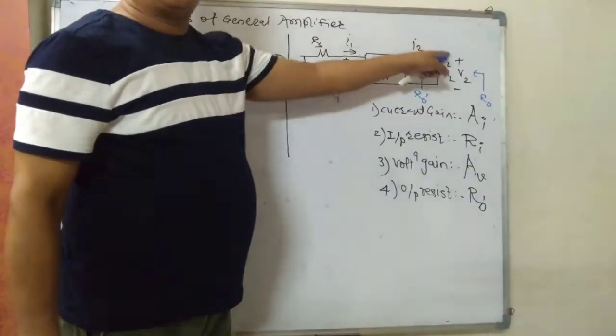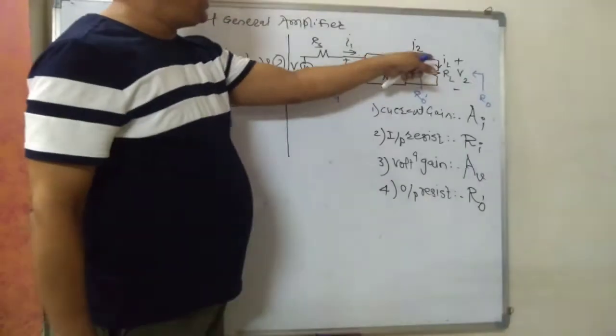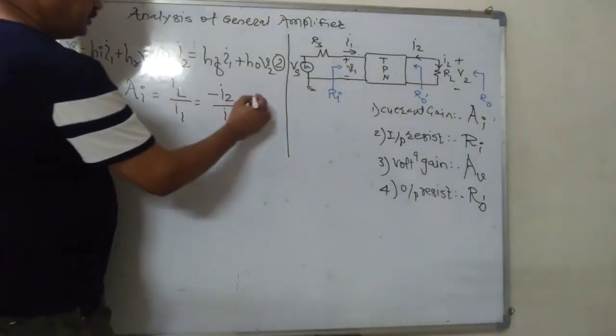I_L and I_2 are in opposite directions, so I_L is equal to minus I_2. This is equation number 3.